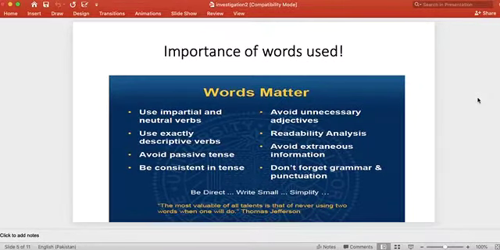The words are really very important. Whenever we want to talk about anything, the words become very important. Whatever words we use, the meaning will be there in the same way. For example, what should we do when we are writing a report? We should use impartial and neutral verbs. Use exactly descriptive verbs. We should avoid the passive tense. Be consistent in the tenses. I mean, sometimes past, sometimes present, it's not right. Avoid unnecessary adjectives. Wherever we can avoid adjectives, it's not necessary to use them.